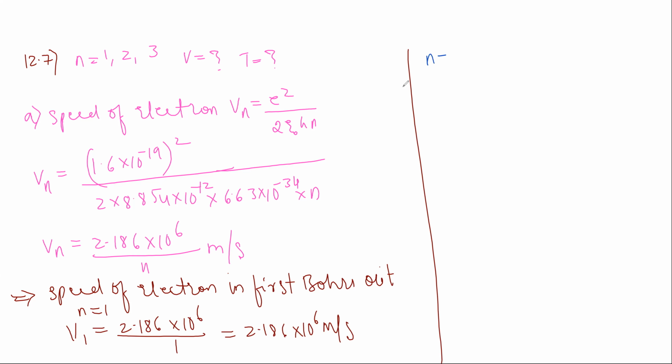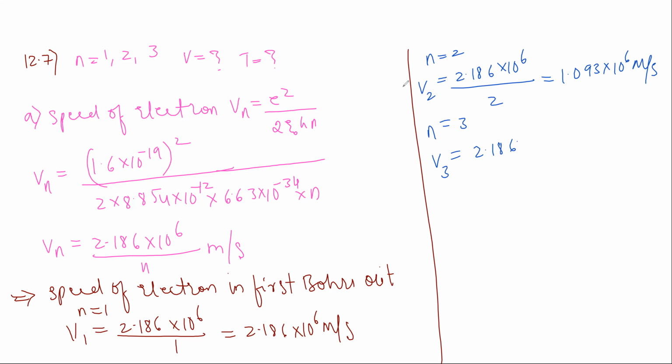In the same way, for the second orbit, n is equal to 2, so V2 is equal to 2.186 into 10 to the power of 6 divided by 2, which gives 1.093 into 10 to the power of 6 meter per second. Suppose n is equal to 3, in the third orbit, V3 is equal to 2.186 into 10 to the power of 6 divided by 3, which gives 0.729 into 10 to the power of 6 meter per second.